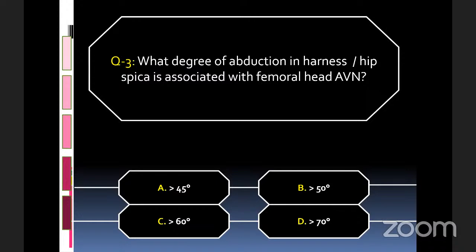Yeah, Sheenam, what do you think? What degree of abduction? Its answer is more than 60 degrees. Yeah. So whenever it is more than 60 degrees, then there is a chance that we might compress the retinacular vessels and induce AVN. So it should always be less than 60 degrees, either in harness or in spica. Yeah, next one.